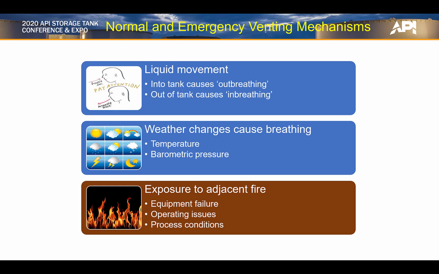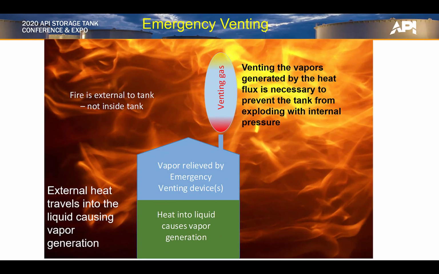I'll explain emergency venting next. Most tanks are in facilities that handle combustible and flammable liquids. Hence, they are subject to the heat from an adjacent fire, where if another tank is on fire or there's a ground fire or some kind of pressurized jet fire, the radiant and convective heat can cause expansion of the vapors, leading to a dangerous overpressure situation unless gases are relieved at a sufficient rate. This is the purpose of emergency venting.